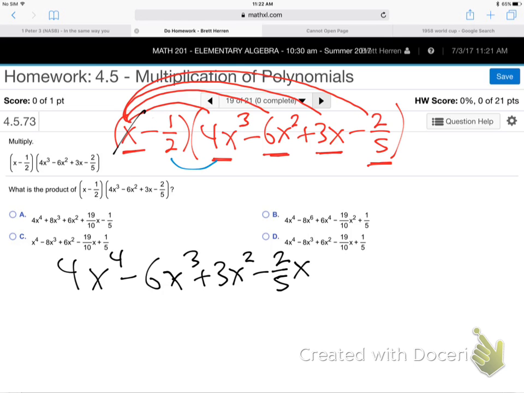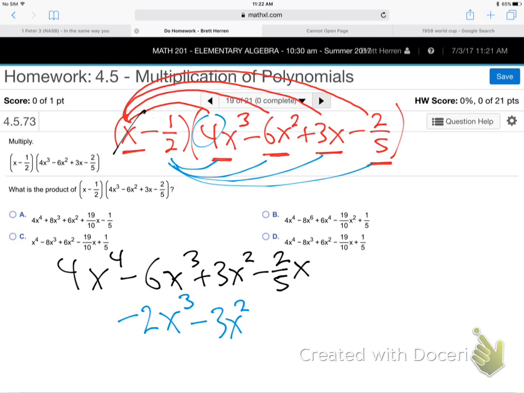Next, the minus a half will go to all four. And I'm going to line them up vertically. So what's half of 4? 2. So it'll be minus 2 x cubed. You okay? So if it's even numbers, you can just take half of them straight, right? Half of 4 is 2. Half of 6 is 3, right? Minus 3x squared. So I just took half of 4, half of 6.